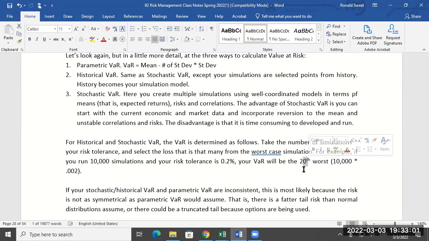So that's how it was at USAA. We just listed all of our catastrophes, all of our earthquakes, hurricanes in order, and our risk tolerance was 0.2%. We just went and found that particular one. It wasn't our worst case. Your worst case isn't in your simulations. Your lowest simulation is not your worst case. There's something worse than that.